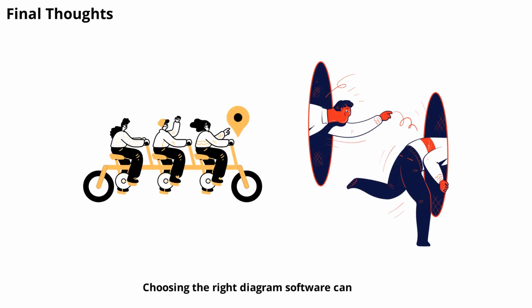Choosing the right diagram software can transform your restaurant's planning and operations. With the right tool, you'll improve communication, optimize layouts, and streamline workflows. Take the time to evaluate your options and select the software that best fits your needs. Your team and your customers will thank you for it.